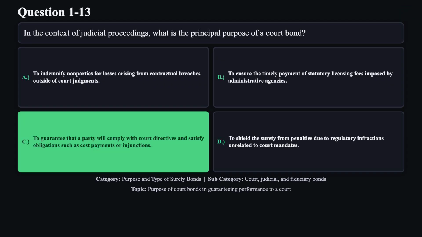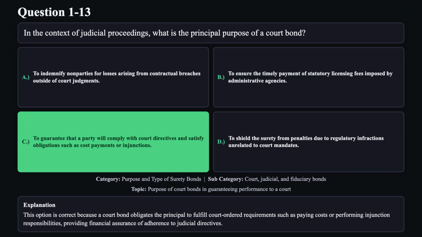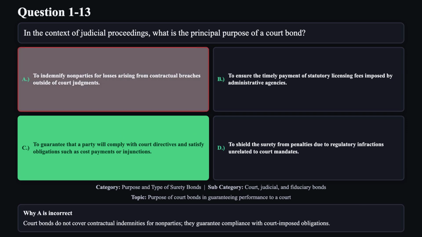The correct answer is C. This option is correct because a court bond obligates the principal to fulfill court-ordered requirements, such as paying costs or performing injunction responsibilities, providing financial assurance of adherence to judicial directives. Reason A is not correct. Court bonds do not cover contractual indemnities for non-parties. They guarantee compliance with court-imposed obligations.